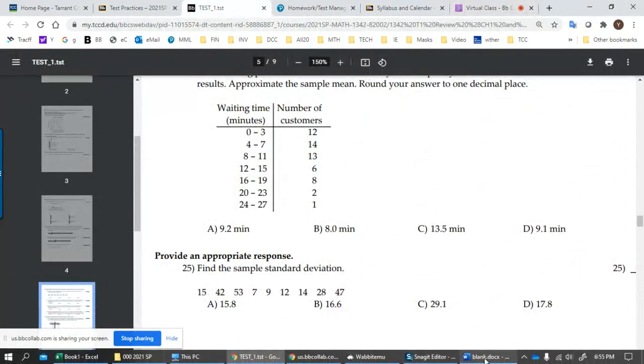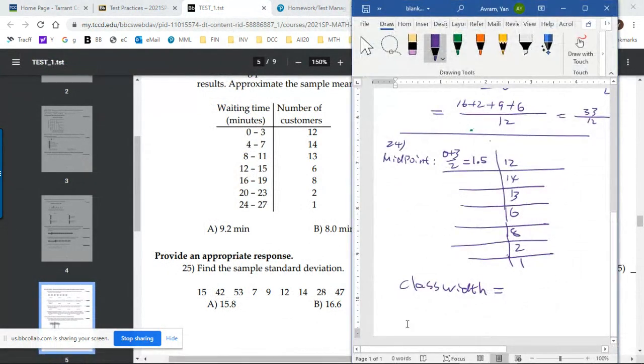That's exactly right. So if I know the class width, remember the bin point difference is also equal to the class width. So once I calculate the first bin point, I will just add 4. So this 1.5 plus 4 will be 5.5. This will be 9.5, 13.5, 17.5, 21.5, and 25.5.